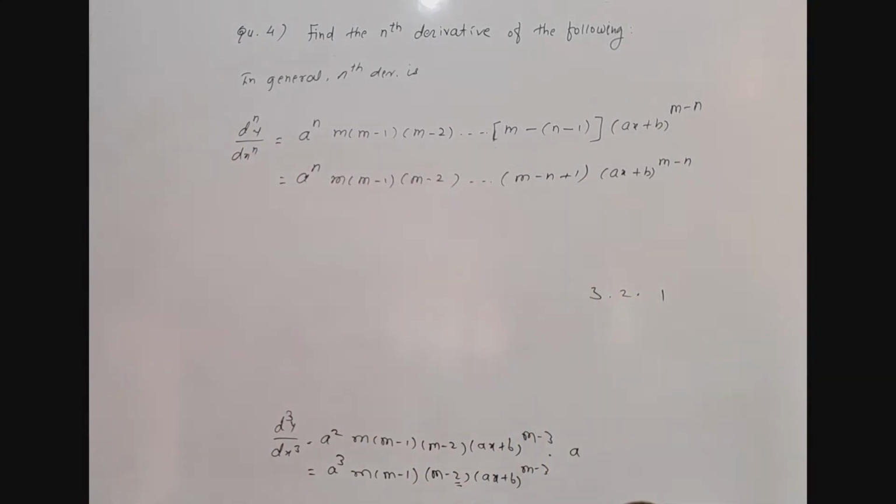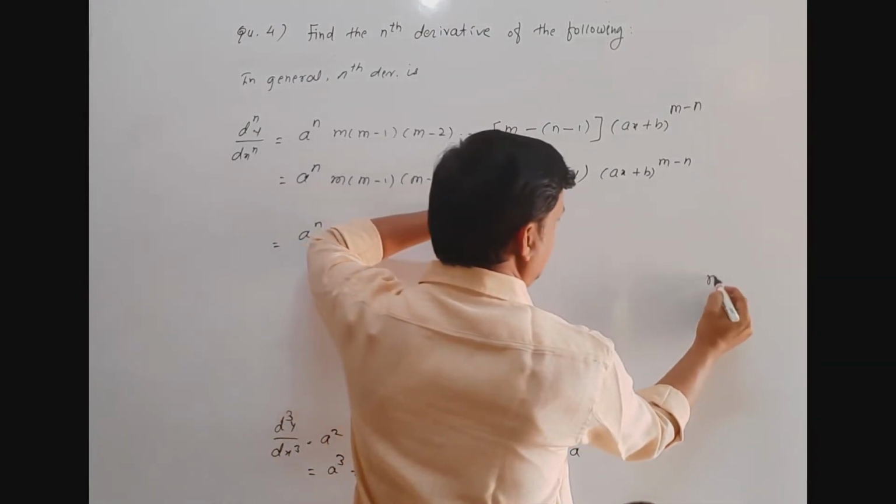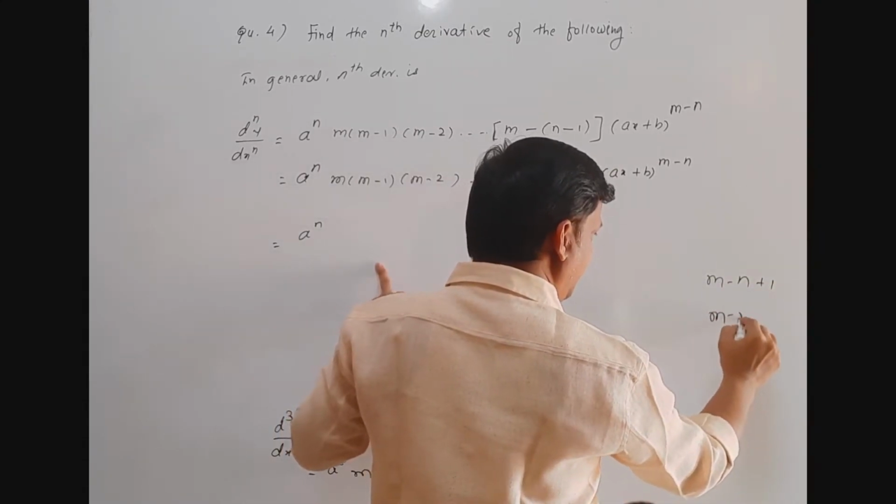So for that we write, if you observe this m minus n plus 1, then what will be the next value? m minus n.